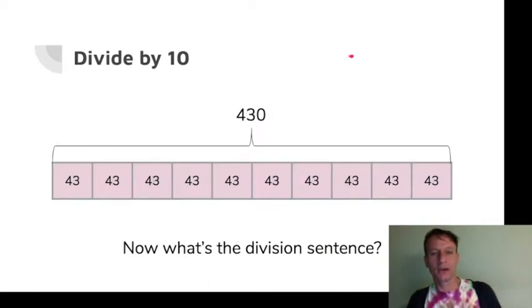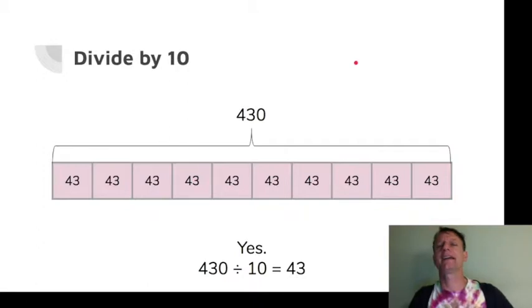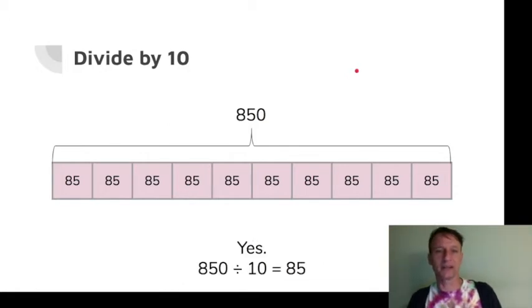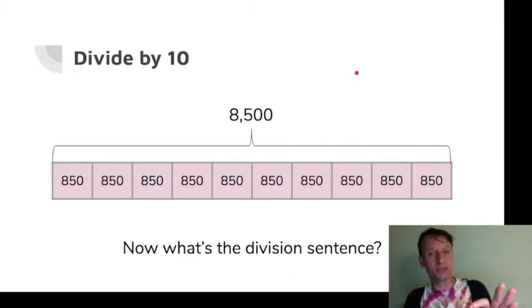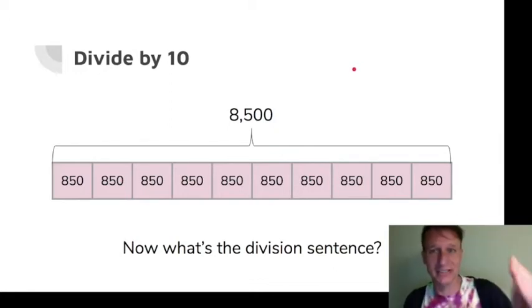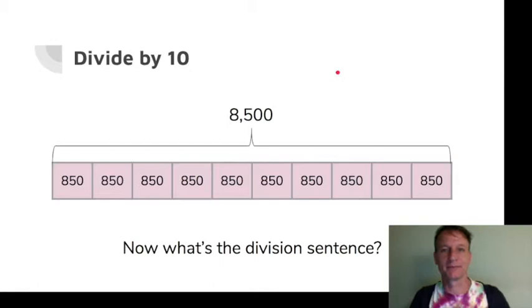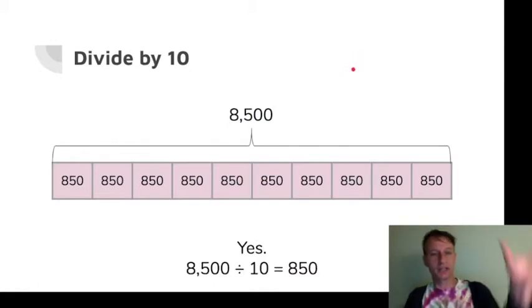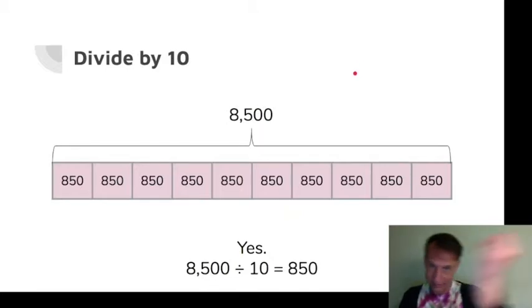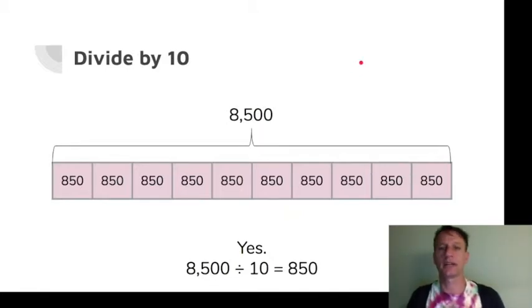All right, so now 430 divided by 10, 43. You're getting faster at this. I'm trying to show off. 850 divided by 10, 85. Good. We see how it works. 8,500 divided by 10, 850. The answer's staring me in the face, Mr. McGrath. Yes, it is. So 8,500. Picture that times 10 slide, that divided by 10, going down the place value chart there, 850.